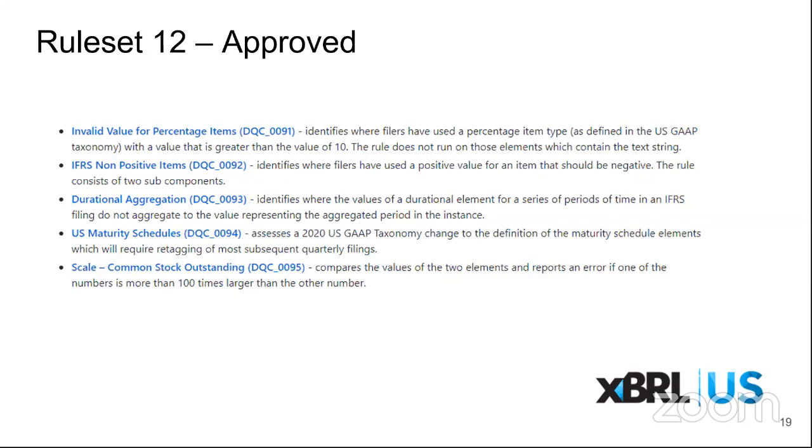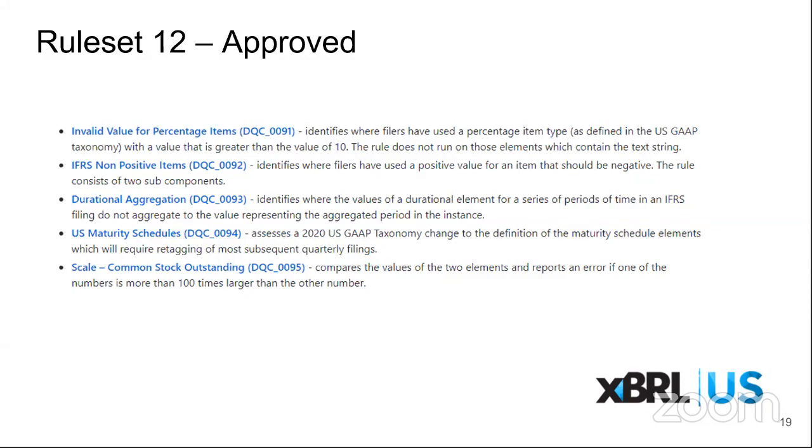The next rule, DQC 93, also applies to IFRS. This reflects another rule that we already have for US GAAP filers. And what this rule does, and some of you may have seen this if you're a US GAAP filer, it just checks that if you've used an element and then you've reported it for example, first quarter and the second quarter, but you also report the value for the first half of the year, for example, something like cash flow, then what this rule does is add the values across periods and make sure that they actually match the total.